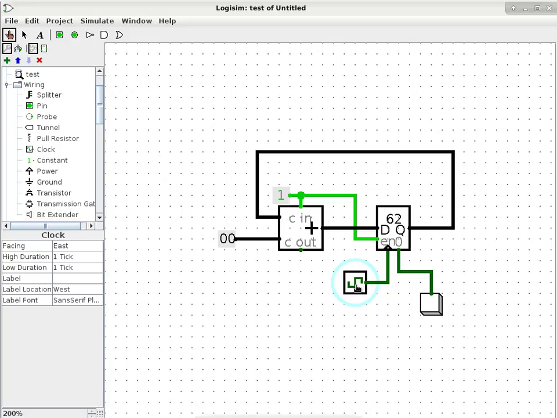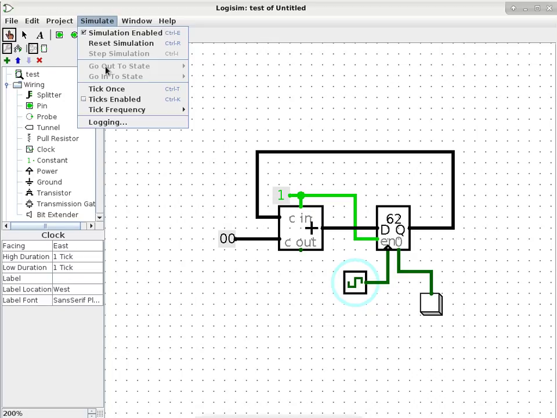So one thing we can do is go to simulate, and you can see how it has a shortcut key for click once, which is Control T. So I could have just typed Control T instead of clicking on the clock pin.